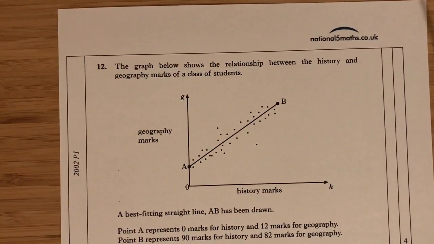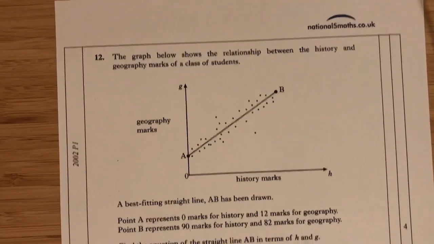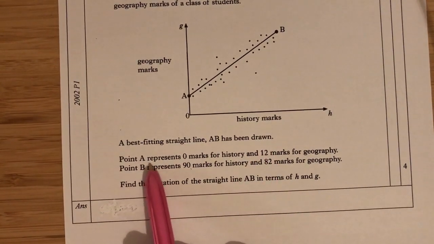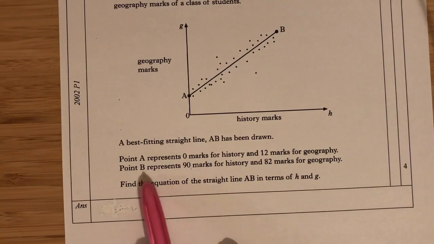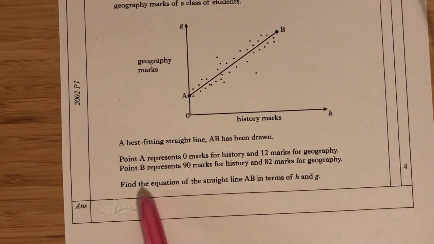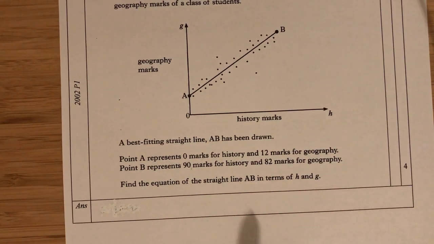So this one says, the graph below shows the relationship between the history and geography marks of a class of students. A best fitting straight line AB has been drawn. Point A represents 0 marks for history and 12 marks for geography. Point B represents 90 marks for history and 82 marks for geography. Find the equation of the straight line AB in terms of H and G.